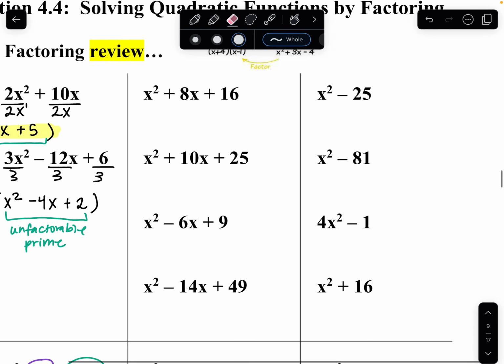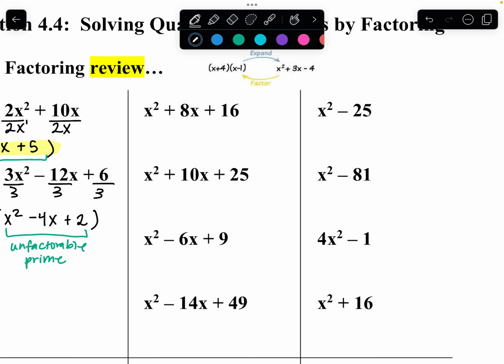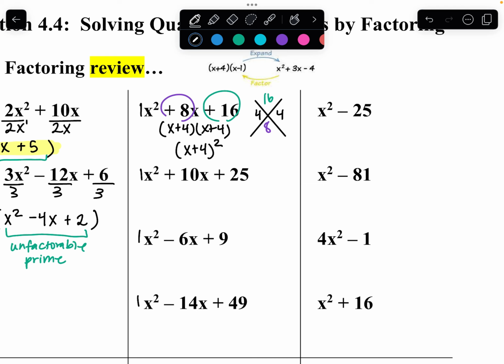Okay? And so these next few, they're going to be special cases, but still the same method. All our a values are 1, so we just need two numbers that multiply to 16 but add to 8. In this case, they match. It's 4 and 4. So our factors would be x plus 4, x plus 4. And when they match, we can write it as x plus 4 squared. That's called a perfect square trinomial. Whenever you can write it as a perfect square, meaning the factor is repeated, it's called a perfect square trinomial.